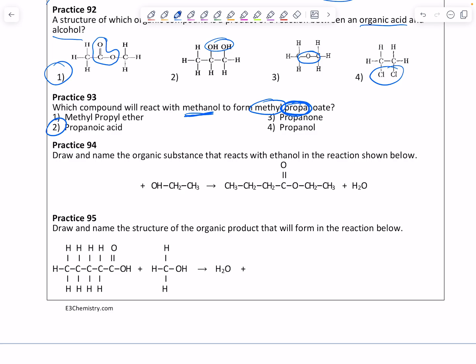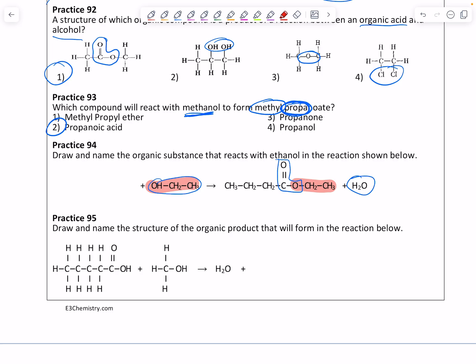Draw and name the organic substance that reacts with ethanol in the reaction shown below. So here is my ethanol. I can see 2 carbons, and the hydroxyl group there. Then if I look at my product side, I can see that I have water and I have something that's an ester because I can see that functional group right here. So the alcohol that I had originally is here.